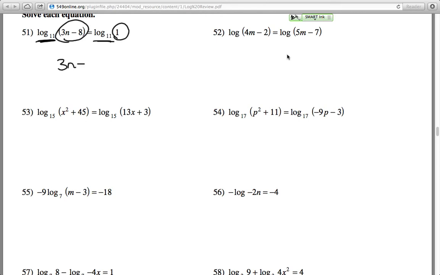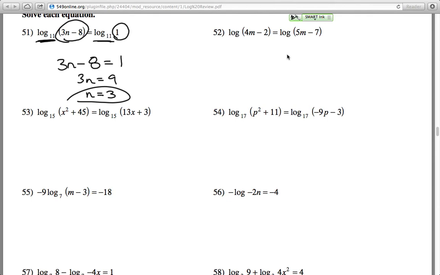You drop the logs. 3n minus 8 equals 1. Okay? So drop the logs off. Now you solve. Add 8, divide by 3. What are you going to get when you add 8, divide by 3? You're going to get 3n equals 9, and you get n equals 3. There you go. Now, you should always check this solution.